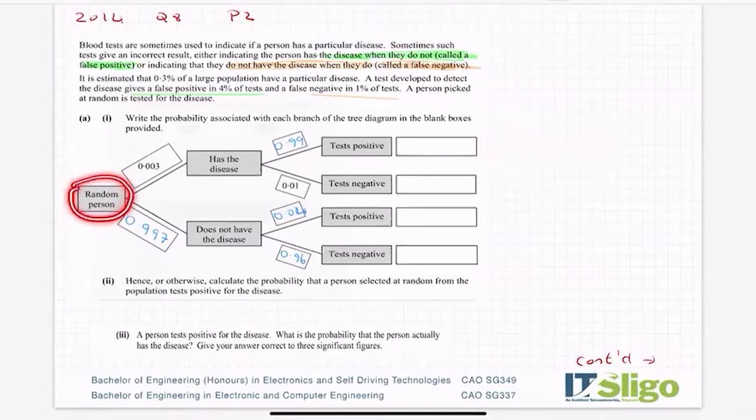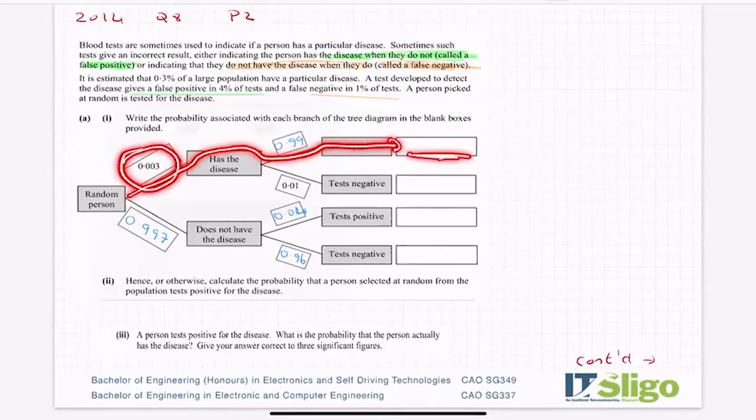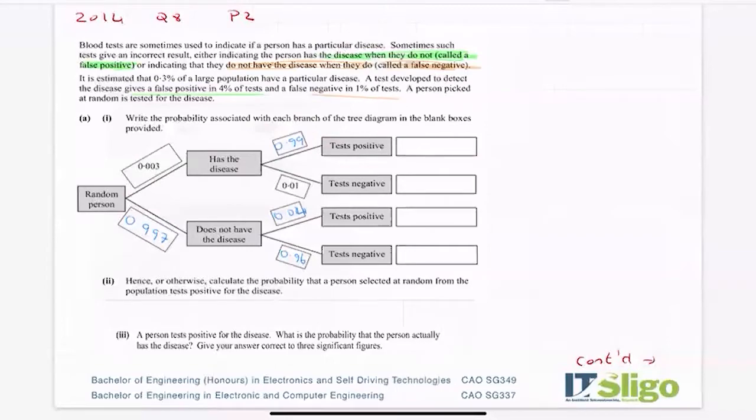And then to work out the overall probability of something happening, you follow the branches. So there's your random person. What's the probability that they have the disease and test positive? Okay. And the value goes in here. And what you do is you multiply the probabilities along the way to give you the overall probability. So it's 0.003 multiplied by 0.99 to give you quite a small value, 2.97 by 10 to the minus 3 is what my calculator is coming back as.